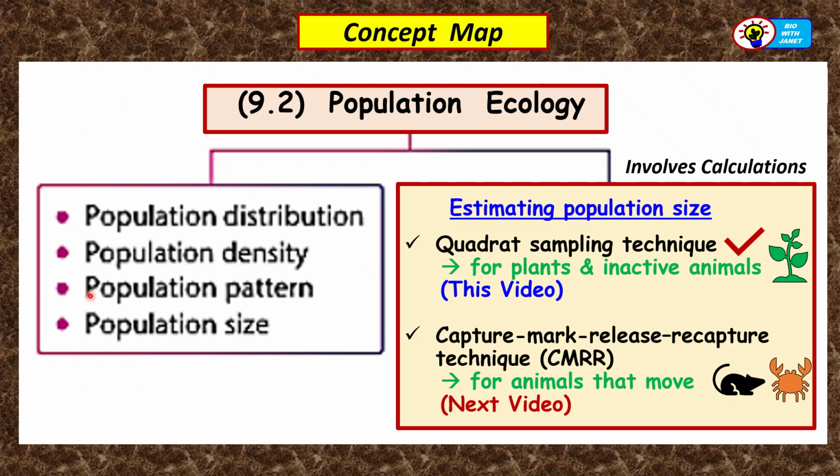Now, if we enlarge this part of the concept map, the last part here, 9.2 population ecology. So for this video, we'll be discussing how to estimate the population size by using the quadrat sampling technique, which is usually used for plants and maybe for some inactive animals, but usually for plants, all right, to determine the various factors or parameters. And then we have the capture mark release recapture technique. So this will be in the next video, so please stay tuned for this next video. And these are for animals that move.